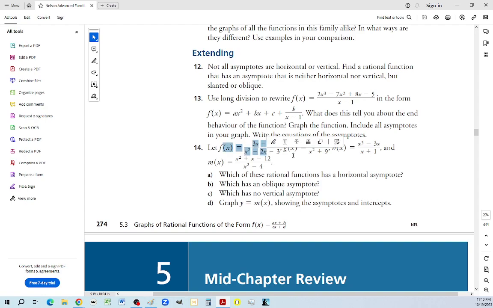Let this equal to this, and this equal to this, and this equal to that, and this equal to that. Which of these rational functions has a horizontal asymptote? Okay, this one does, this one does not, this one does not, and this one does. So this one's going to be y is equal to 1, and this one up here is going to be y is equal to 0. Which has an oblique asymptote? This one, because the degree is bigger than the bottom, and this one, because the degree is bigger than the bottom. Which has no vertical asymptote?